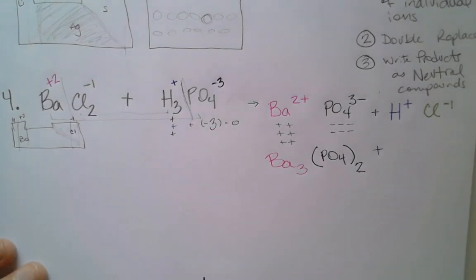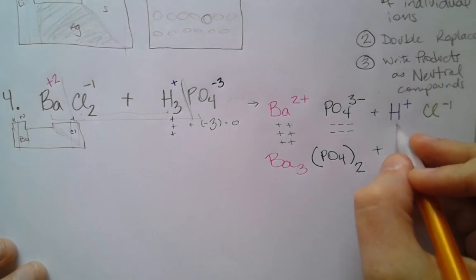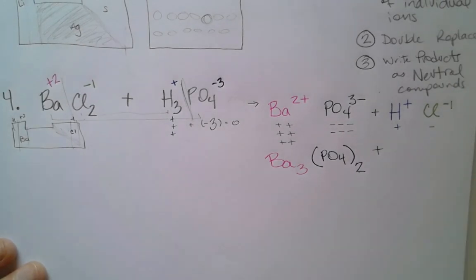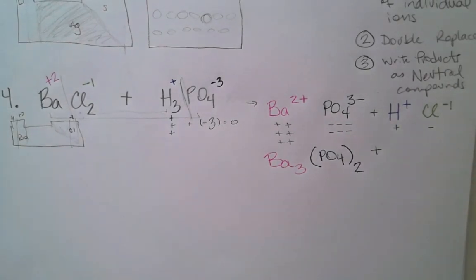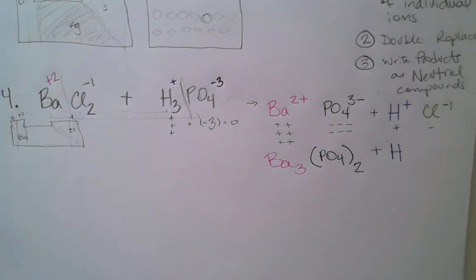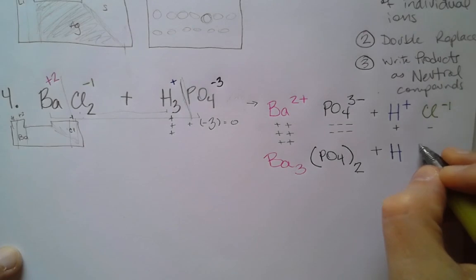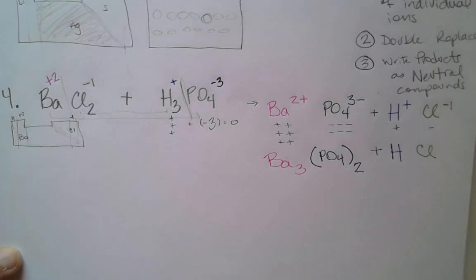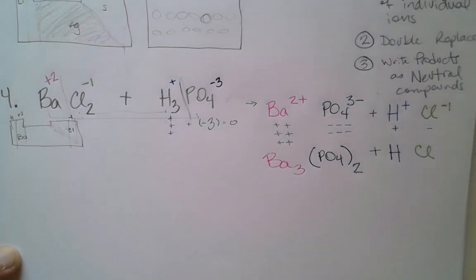Over here, we've got a +1, -1. That's neutral. 1 H+ neutralizes 1 chloride. That's a neutral compound. +1, -1, done.